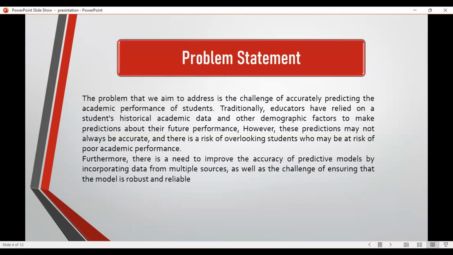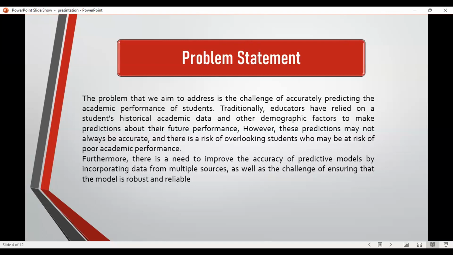Problem statement. The problem that we aim to address is the challenge of accurately predicting the academic performance of students. Traditionally, educators have relied on student historical academic data and other demographic factors to make a prediction about their future performance. However, this prediction may not always be accurate, and there's a risk of overlooking a student who may be at risk of poor academic performance.